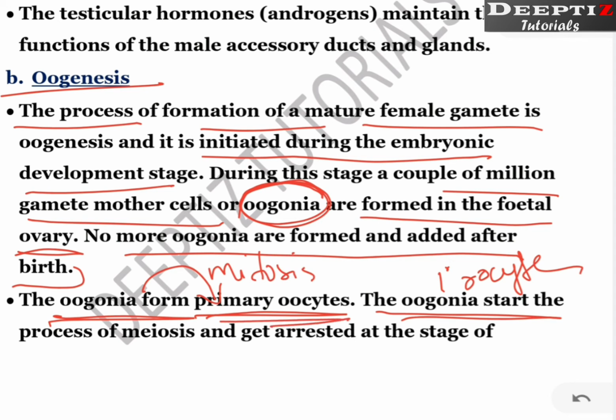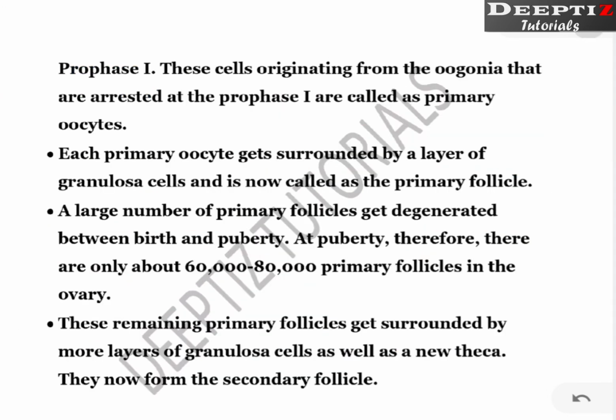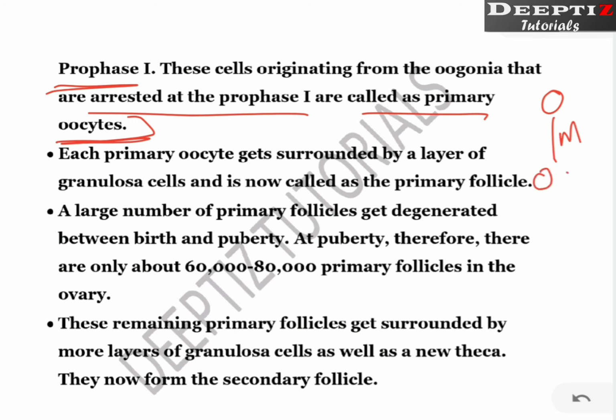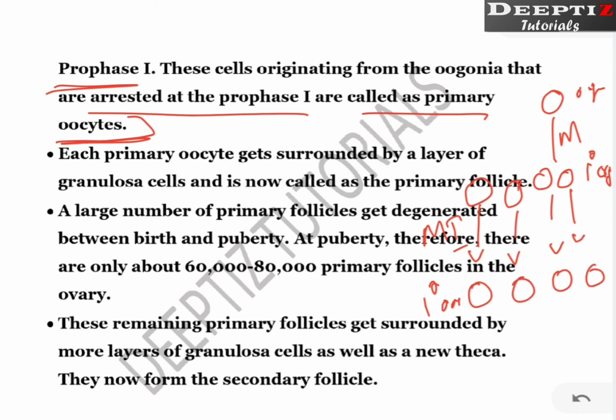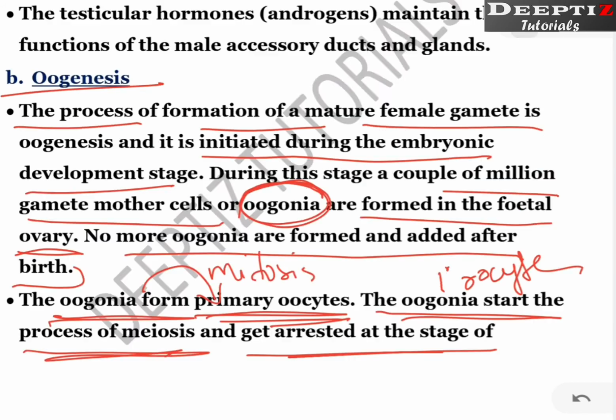Now this primary oocyte starts the process of meiosis and gets arrested at the stage of prophase 1. Those cells which get arrested at prophase 1 we call primary oocytes. Or we can say it this way also: oogonia which undergo mitotic division form primary oocytes. Or you can say the oogonia keep dividing and become a larger number of oogonia, but the thing is the same because the division is mitotic. Now each oogonia or primary oocyte undergoes which type of division? Meiosis 1, but it gets arrested. So either you can call it a primary oocyte, are you getting that point?